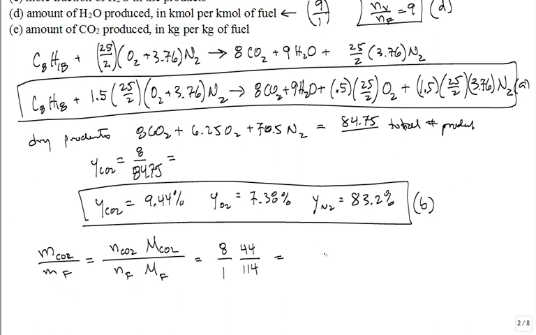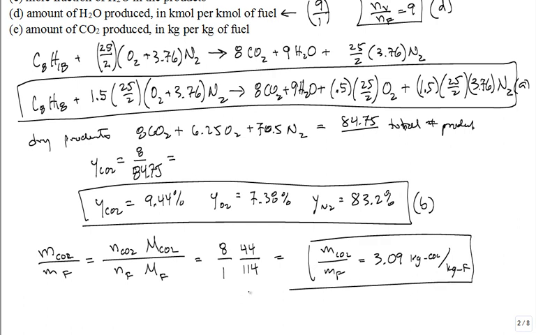And so the mass of carbon dioxide per mass of fuel is 3.09 kilograms of CO2 produced per kilogram of the fuel. That number seems unreasonable. It's like, hold it. If I burn 1 kilogram of the fuel, I get more than 1 kilogram of carbon dioxide out? I get 3 kilograms of carbon dioxide out?